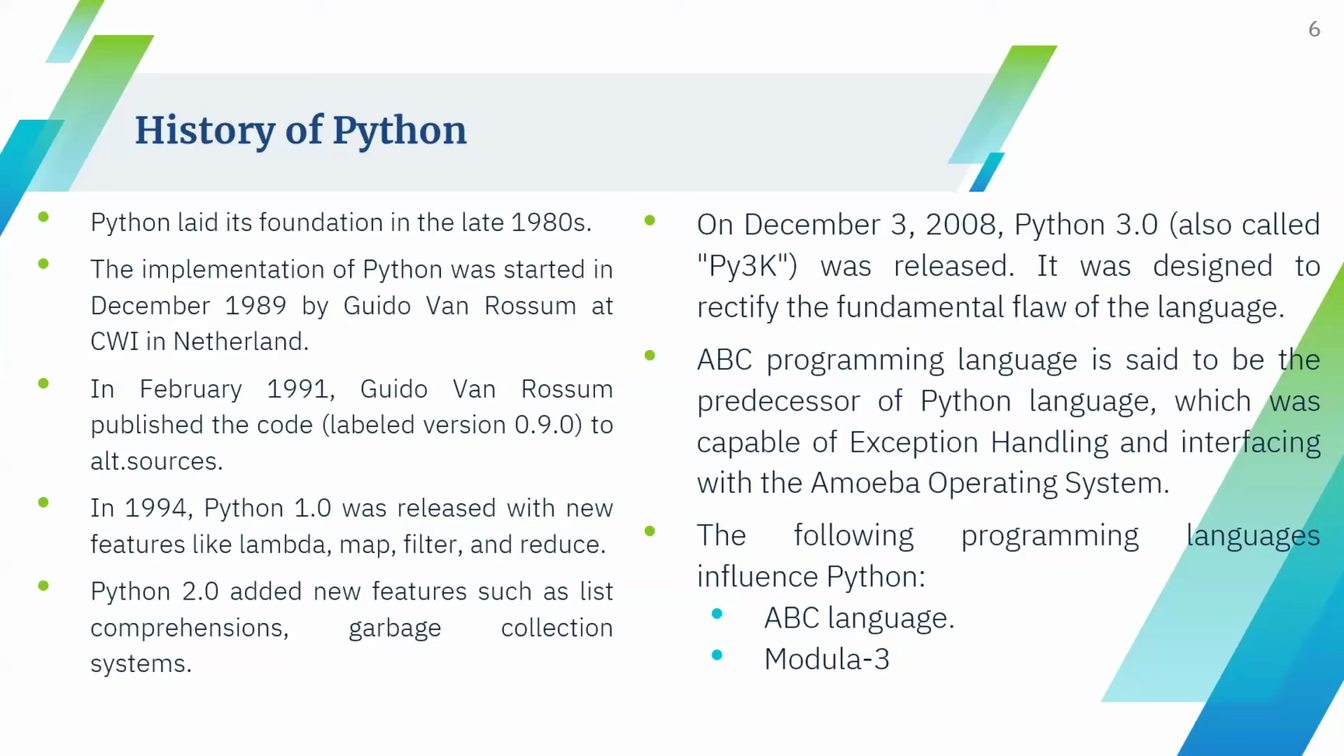It is called the ABC programming language. It is said to be the predecessor of Python, which was capable of exception handling and interfacing with the Amoeba operating system. The following programming languages influenced Python: the ABC language, Modula-3, and even C and C++, which were also influenced by some other languages. From there we got the C language, and Java also followed the same way. Python was influenced by these two languages, ABC and Modula-3.